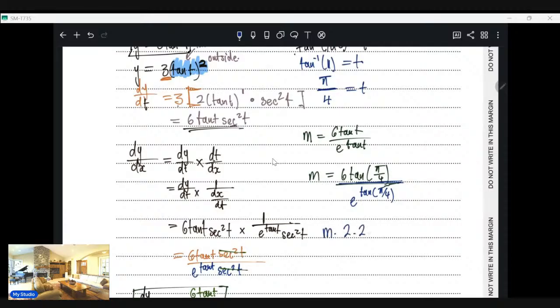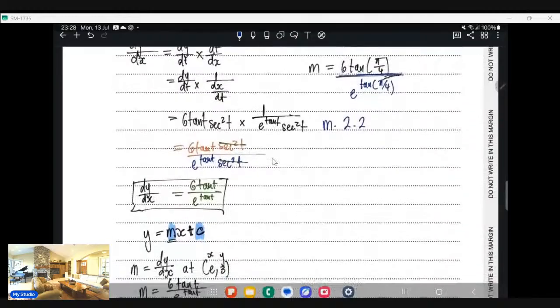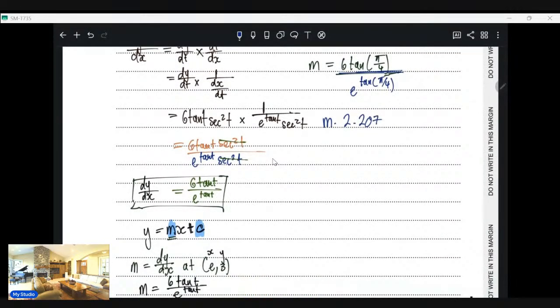Can you get it as a fraction? It's confusing. 2.207, I don't mind. So now you just have y is equal to 2.207x plus c. This is how you see. Can you see how you get the equation of a tangent?